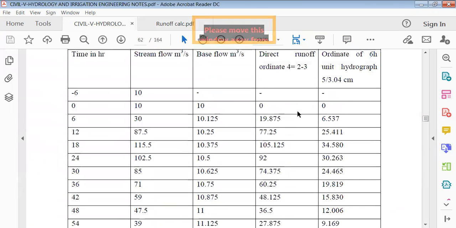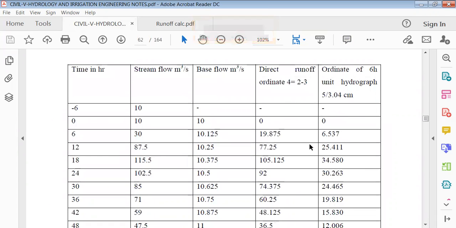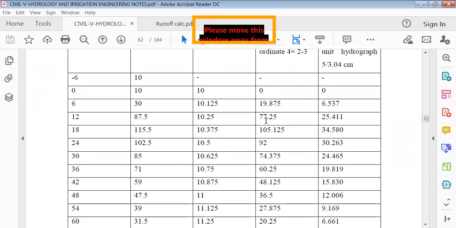Now see here, the last column. The ordinate of 6R unit hydrograph is given by the fifth column. So whatever is there in the fourth column should be divided by 3.04. So that means it is 19.875 divided by 3.04. Similarly, 77.25 divided by 3.04. Similarly, all the values.